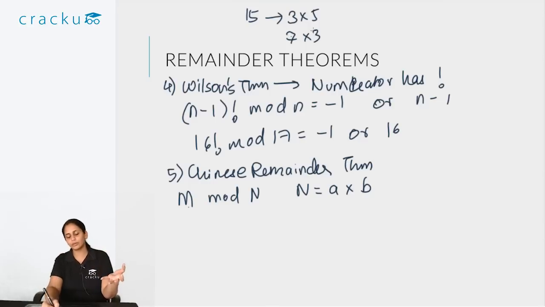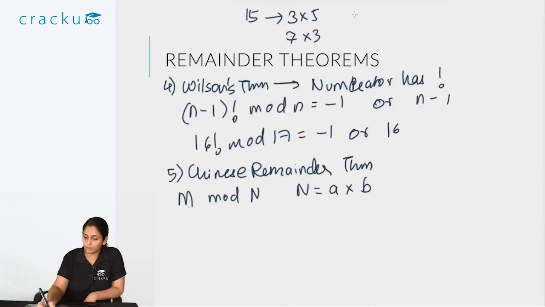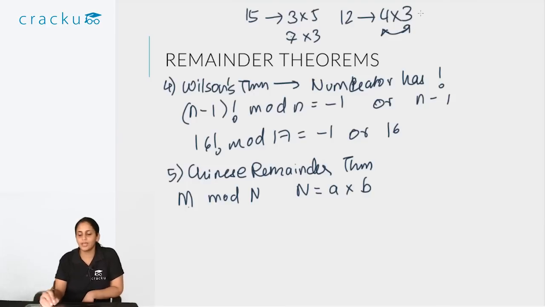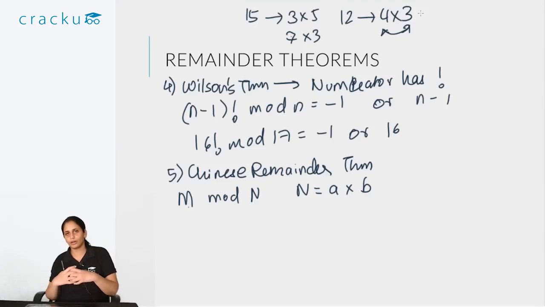Instead of, say, 15, suppose it is 12, you can even say it is 4 into 3. It need not be prime each time, but these two parts should be co-prime to each other. That is the basic condition. So essentially, whenever you have a composite denominator, you can split it up into two parts like these, find out the remainder in each case, and then combine them together. I'll explain how to combine them together.